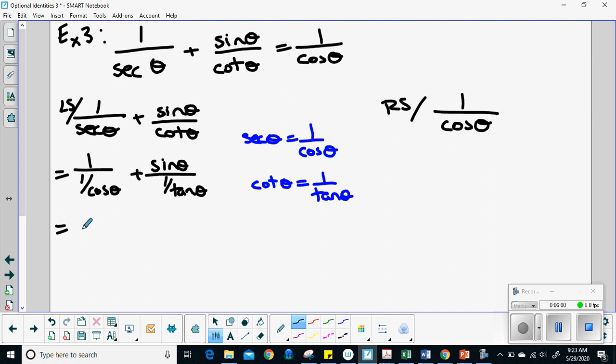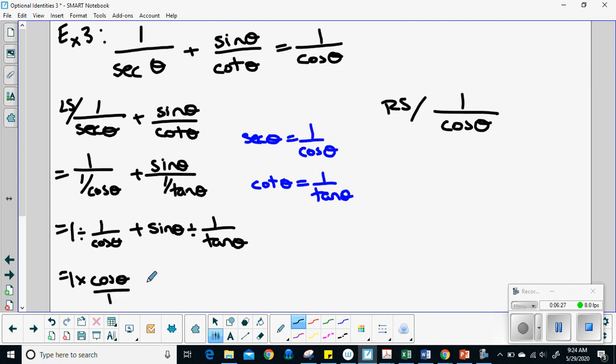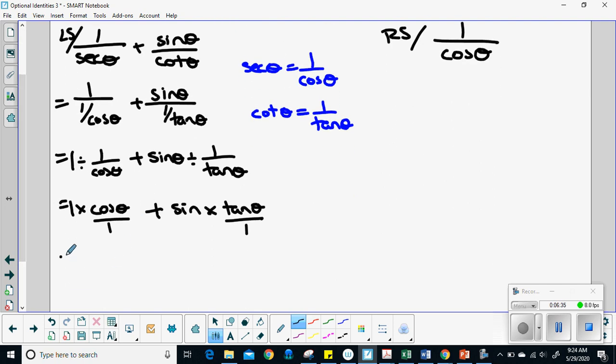Well, 1 over something just gives me back itself, right? Plus, that'll become sine divided by 1 over tan. So maybe I should have done that over here so I could have shown you. I'll show you. I won't skip steps. That was really 1 divided by 1 over cos. So that becomes 1 times the reciprocal, cos over 1, plus sine times tan over 1. So it just flips it.